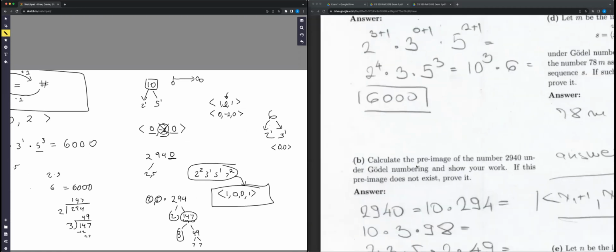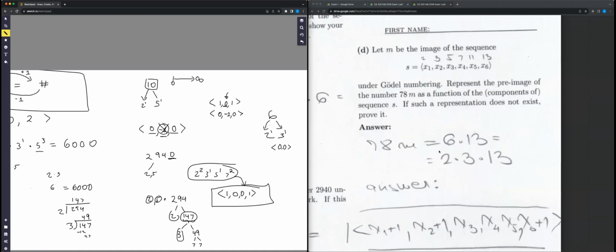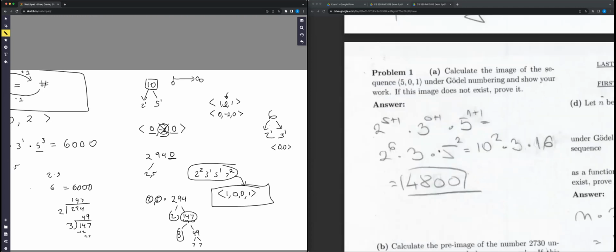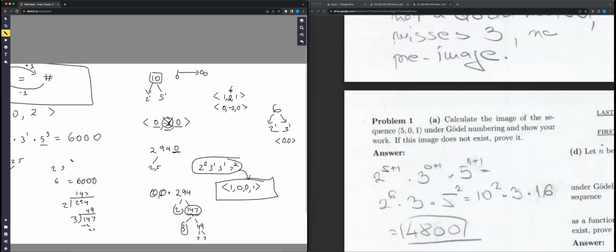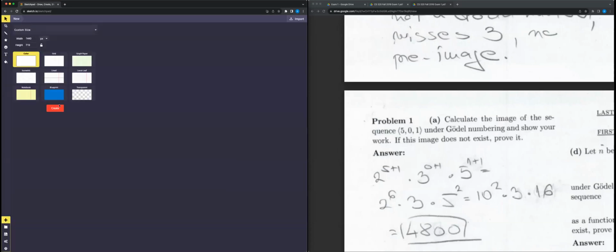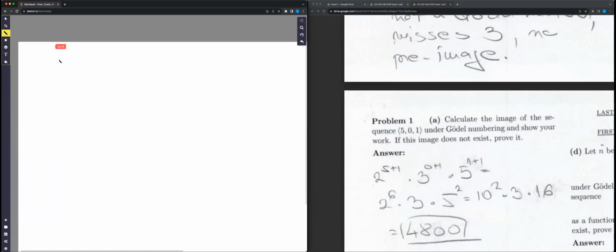Let's do a couple more of these and then we'll move on to the ones with letters. Let's write down the rule. Sequence to number, we add 1 to the exponent. And then when we go back, we subtract 1 from the exponent.